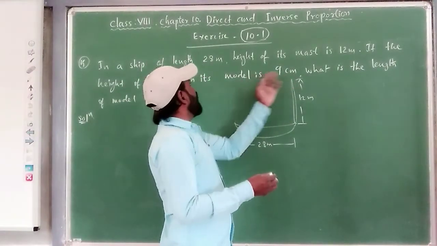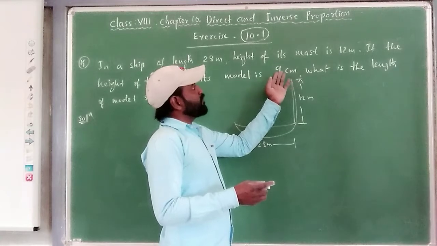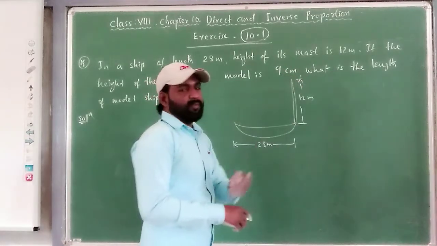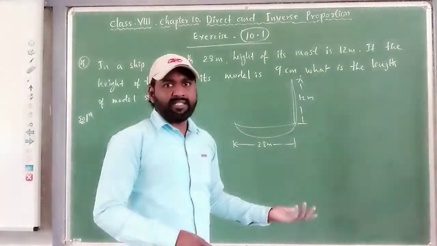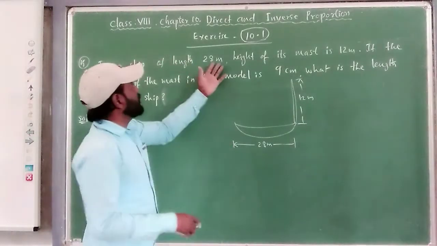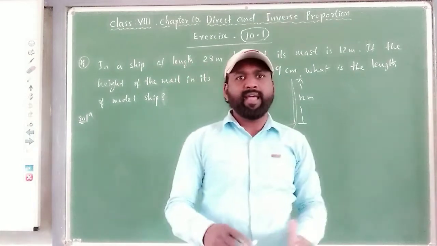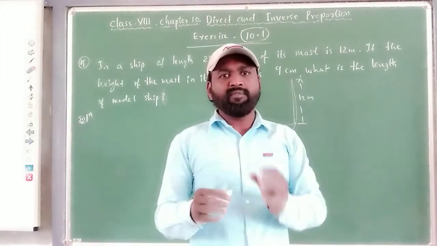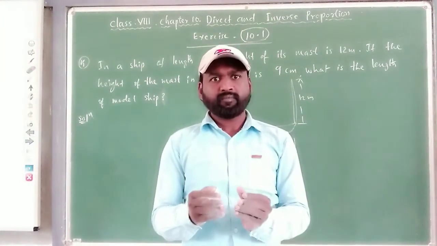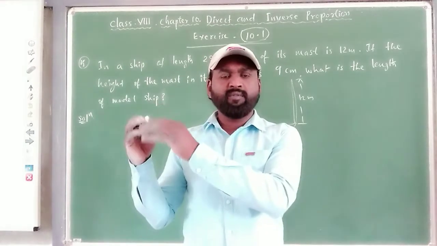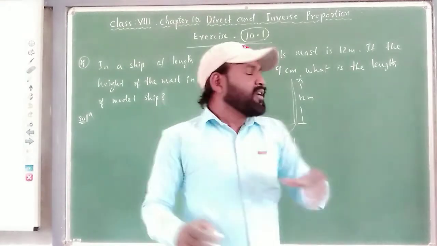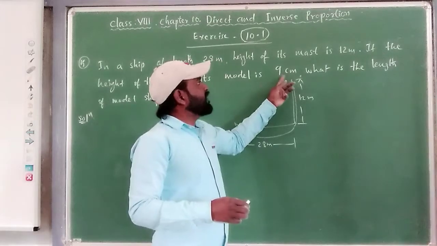In the model ship, the height of its mast is 9 centimeters. Now in centimeters it is given. Original dimensions are in meters. In the model it is given in centimeters. Of course, the model will not be exactly of the same size. Model means a reduced size of the original what you are going to build up. So in the model, the measures are given in centimeters.